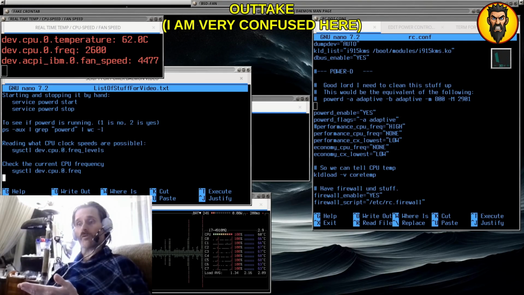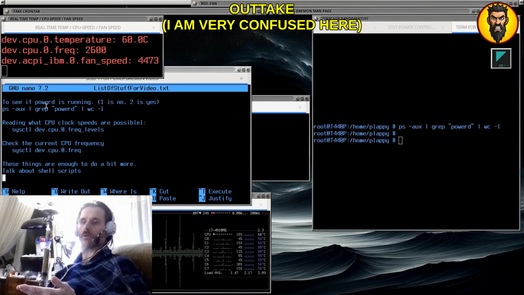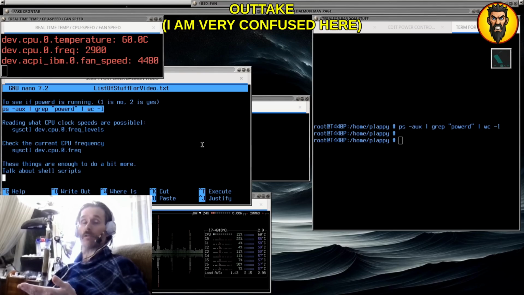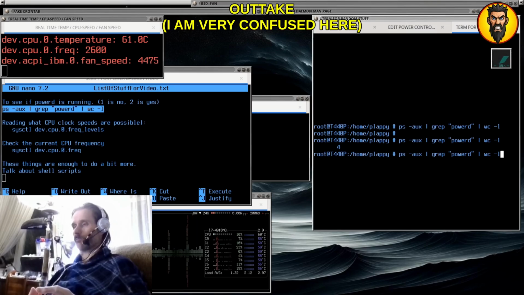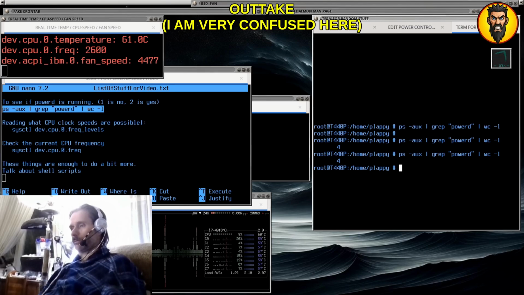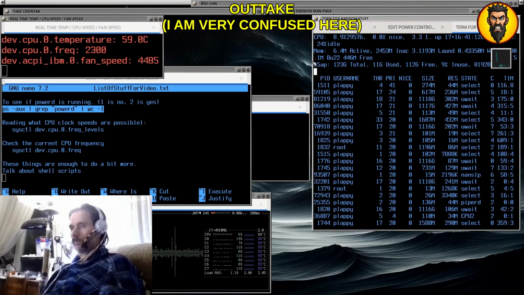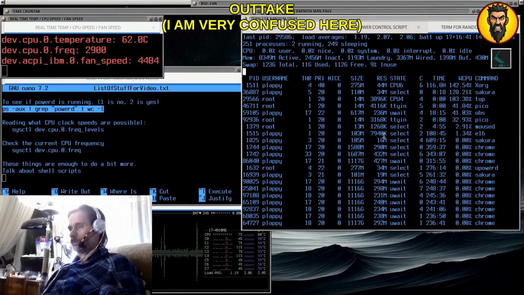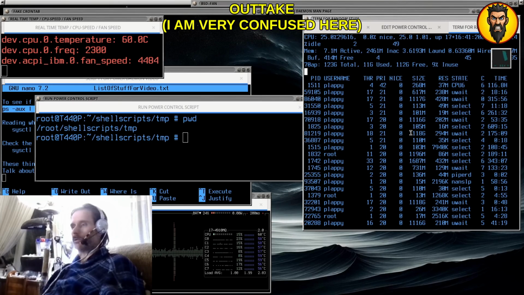One of the things we're going to do while we're testing this is use this little command right here to tell us whether or not powerd is running. So, copy and paste. Well, what do we got going on? We got all kinds of... that's kind of weird. I think we got all kinds of powerds running for some reason.